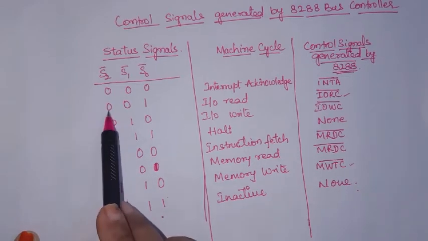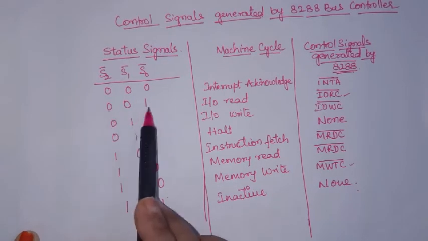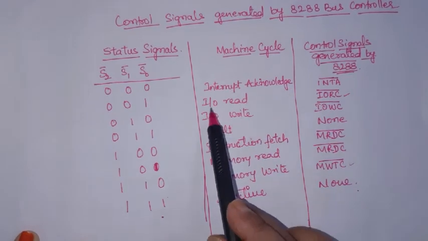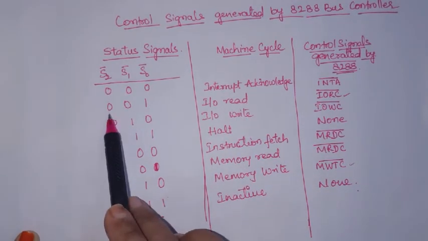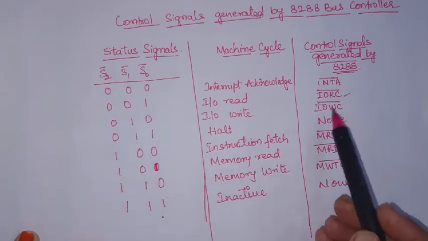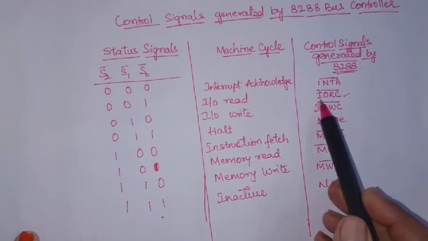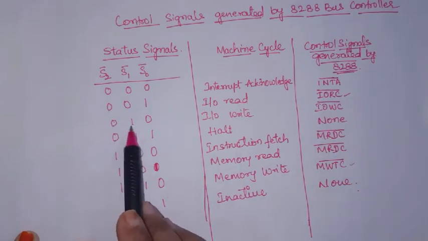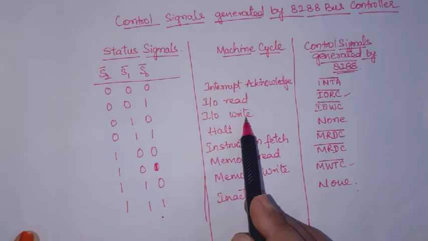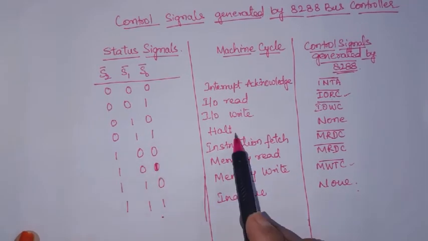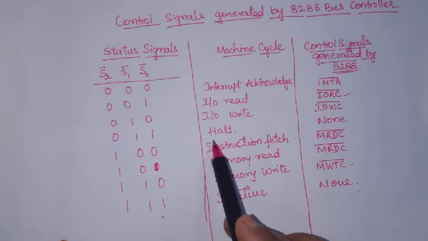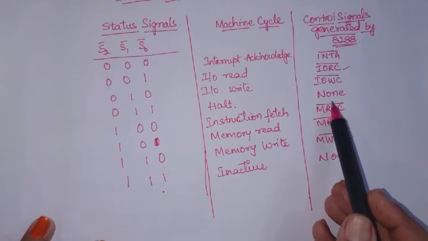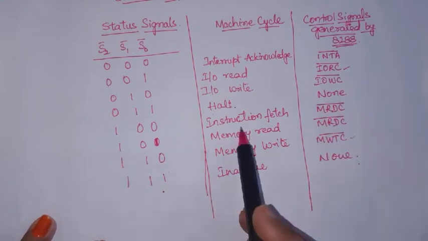When the status signals are 001, it is an IO read machine cycle. When it is decoded, it will generate the control signal IO read cycle. In the same way, 010 is for IO write. 011 is for halt. When it is halt, the processor will do nothing, so none of the control signals is generated. 100 is an instruction fetch.